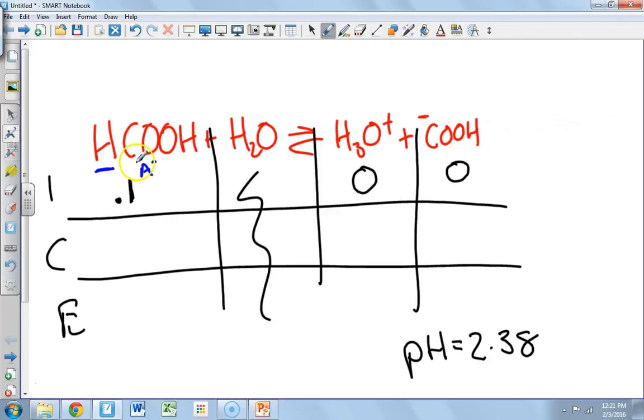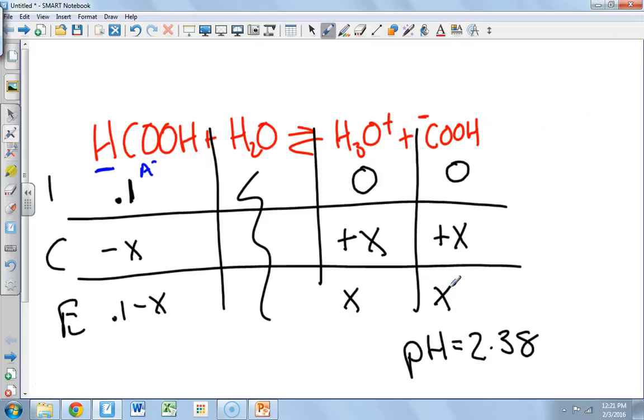So we're going to use some of this up. So this is going to be minus x. This is going to be plus x and plus x. Okay. Now, so this is going to be 0.1 minus x. This is going to be x, and this is going to be x.